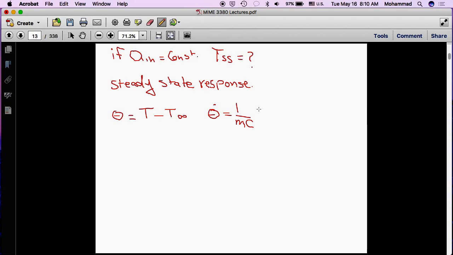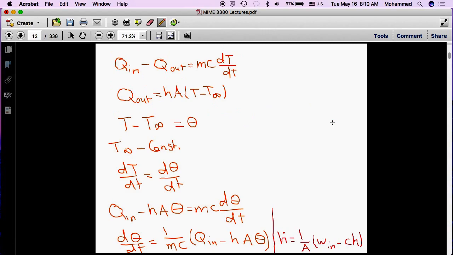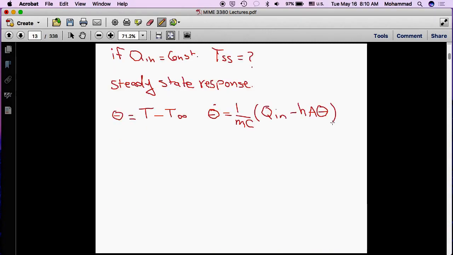Okay, so we had 1 over mc multiplied by Qn minus hA times what? Times theta? Let me double check. Yes. Okay, so this equation tells you how theta changes over time in response to what? Remember, theta was what of the system? Theta was two things for this system.